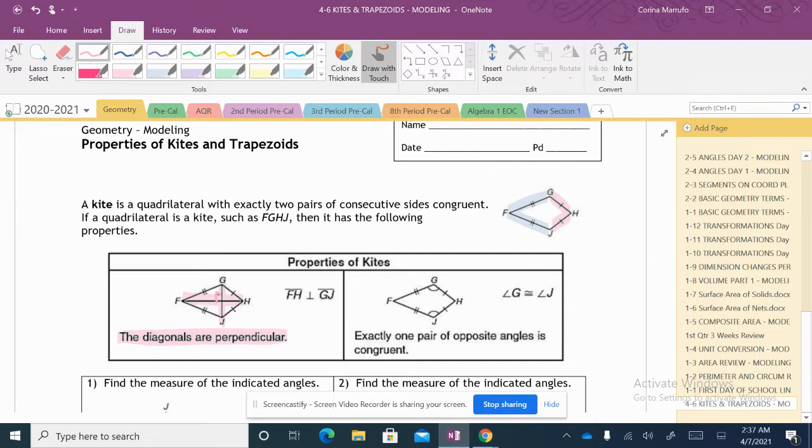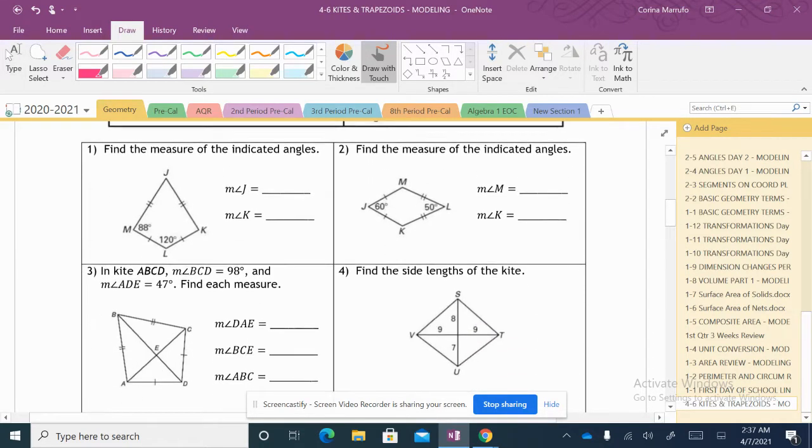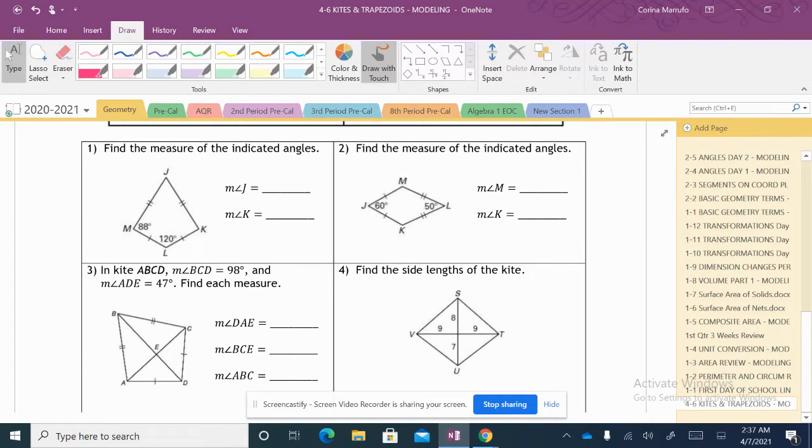Okay, the next thing is there's exactly one pair of opposite congruent angles. So these two that are opposite each other are congruent. Then here it says find the measure of the indicated angles. Based off of that information, if this is 88, then this one is 88 also. So the measure of angle K is 88.